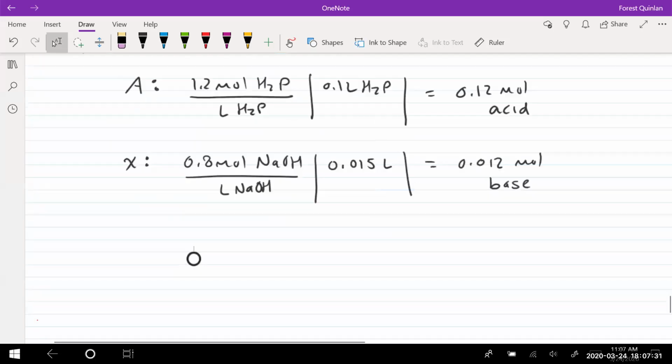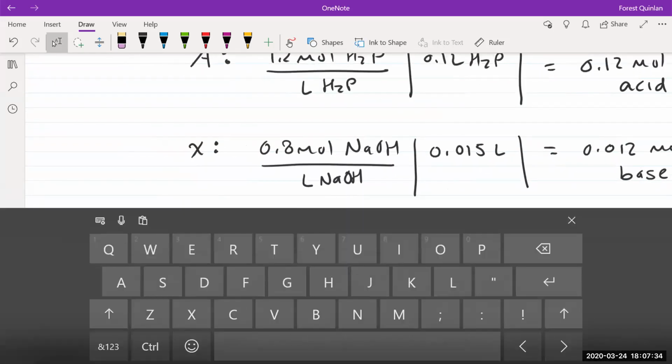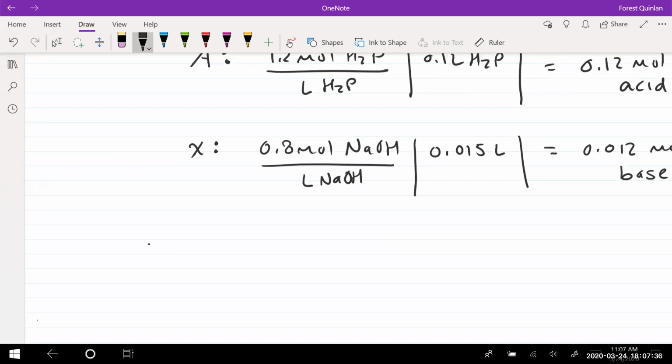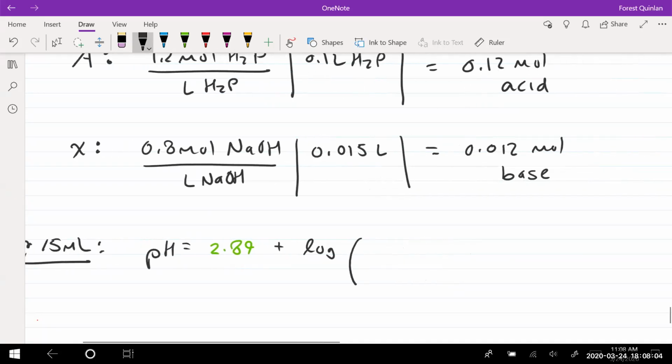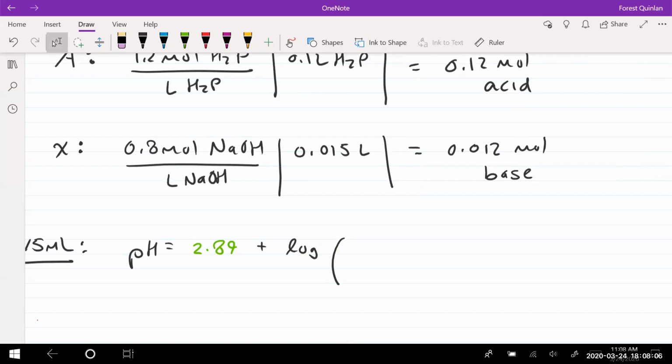So at 15 mils, pH equals, we had pKa1, which was 2.89, I believe. Yes, 2.89 plus log of x. And I'm going to go ahead and put that in a different color.